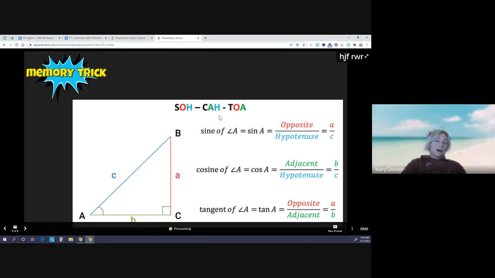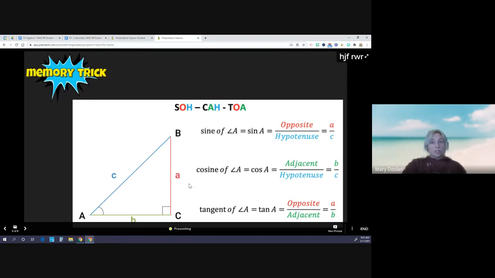Cosine: cosine of A, adjacent over hypotenuse, A over H. And TOA, T-O-A. So if you can remember SOHCAHTOA, you can remember all the trigonometric ratios for a given right triangle. And this example here is all for acute angle A. So you have to look where A is, it's this one. And then in terms of A, B is always the adjacent side, A is always the opposite side, and C is always the hypotenuse.